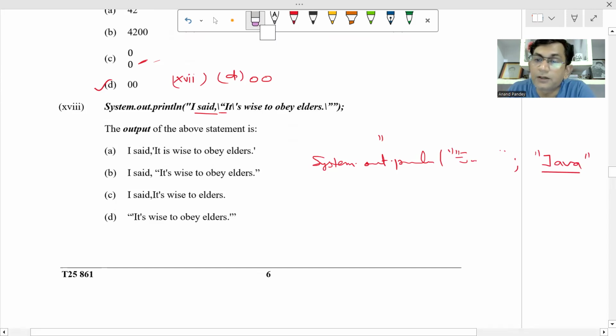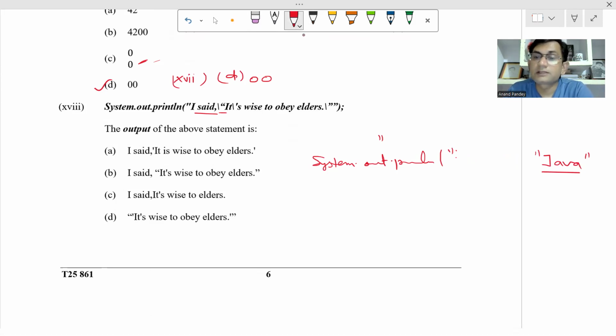If you want to print double quotes, you have to write those double quotes with the slash symbol. This is the escape sequence character. Here, if you want to print a double quote, you have to write it with the slash as an escape sequence character, and then Java or whatever you want to print. If you want to print double quotes, write them with a slash, and if you want to print a single quote, that also you have to write with the slash. These are escape sequence characters.